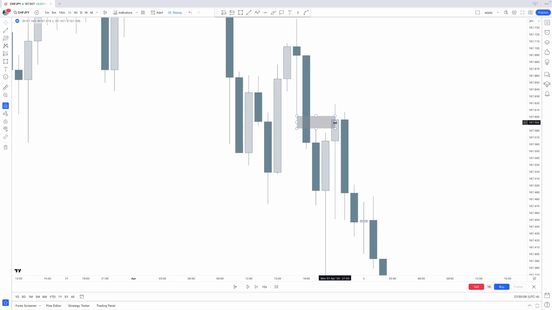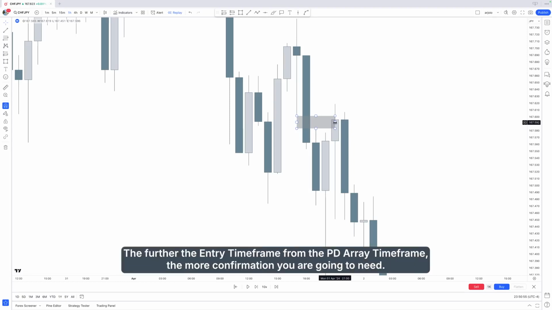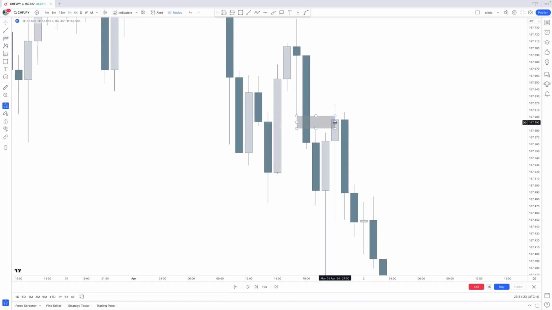The closer two time frames are to each other, the less confirmation you are going to need and the higher probability the confirmation is also going to be. So for example, if we have a 1 hour premium rate that we are looking to confirm on the lower time frame, then the further the entry time frame is going to be from that 1 hour time frame, the more confirmation you are going to need. So the closer the PD rate time frame and your entry time frame are to each other, the less confirmation and the higher probability your entry confirmation is going to be.